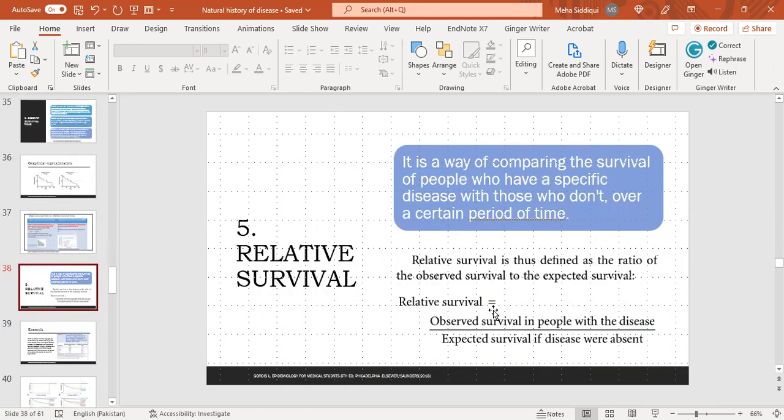Then comes relative survival. It is a way of comparing the survival of people who have a specific disease with those who don't over a certain period of time. It is thus defined as the ratio of the observed survival to the expected survival. So this is the formula for calculation of relative survival, that is observed survival in people with the disease over expected survival if disease were absent.